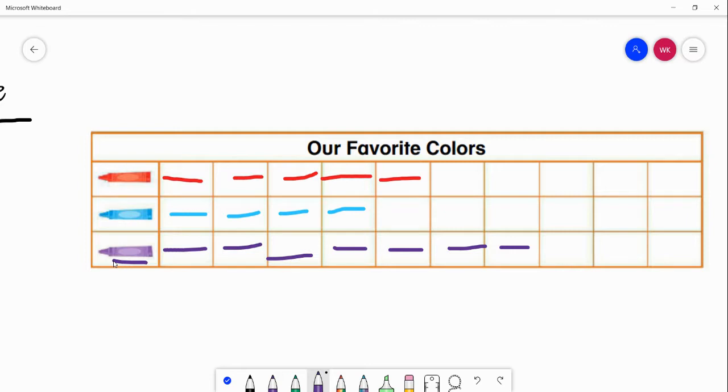Purple had 7. Which color had the least amount of votes in my class? It was blue, right? Because blue only had 4, and you can look at our picture graph. Last question is, how many more people liked the red crayon than the blue crayon? So here you're going to look. There's one more person on this red crayon, so one more person liked the red crayons than the blue crayons.